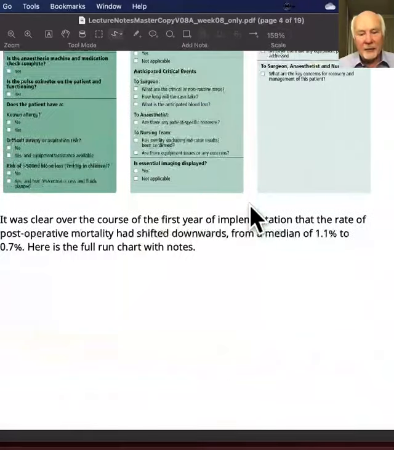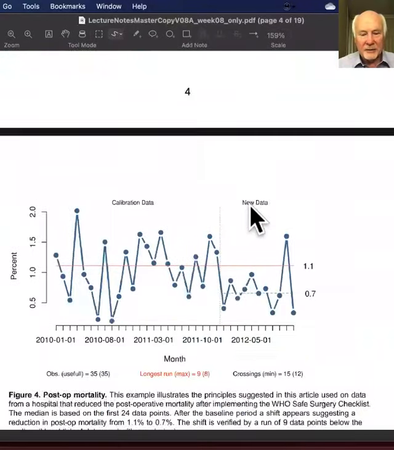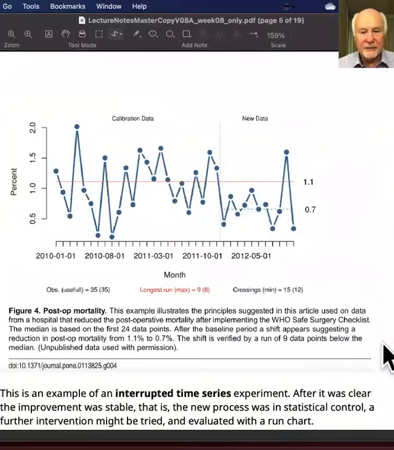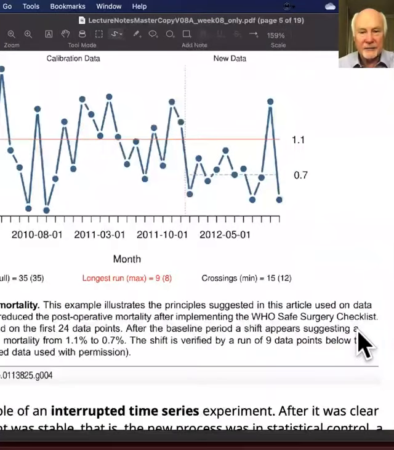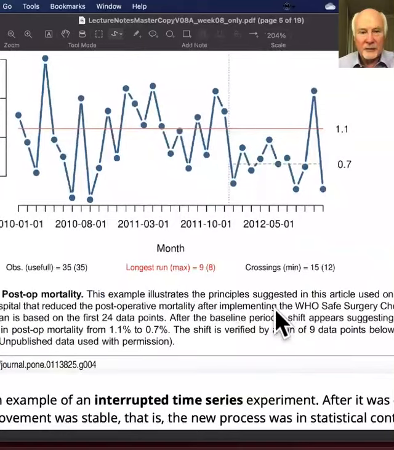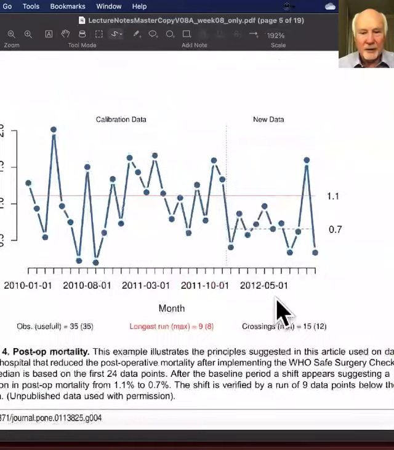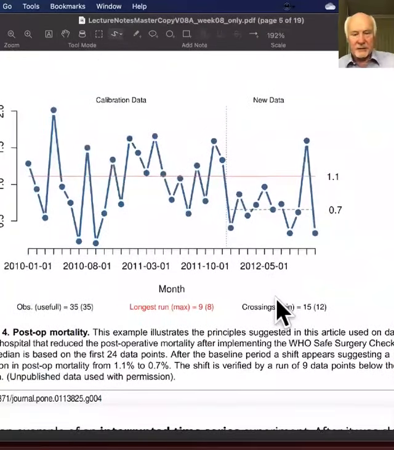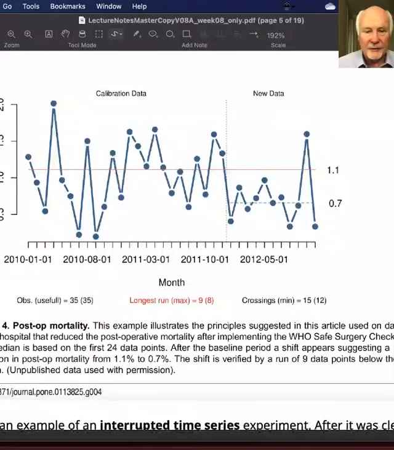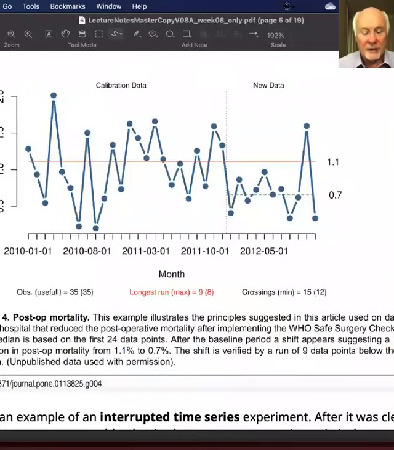What happened, let's show you the full chart now. So this is the full chart. I think everyone can see that. Okay, so I've just copied and pasted this out of the paper. So if you want to look at the paper, I've actually put it up on Wattle, and there's a DOI reference down the bottom there.